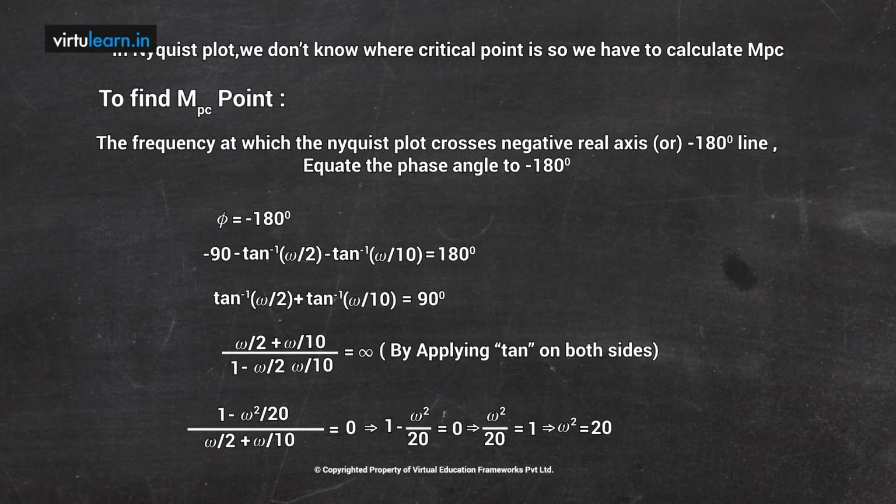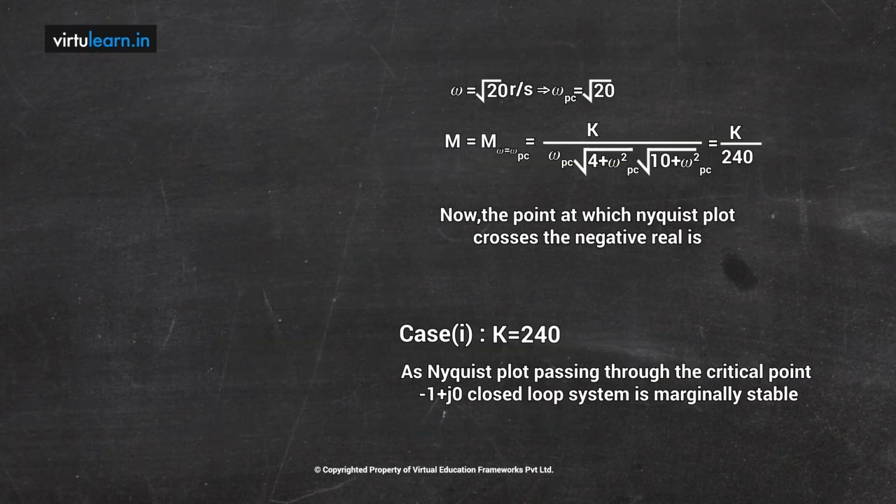When equated to minus 180 degrees, you know how to solve this, and we get omega PC as root 20. That means the frequency at which the Nyquist plot crosses the negative real axis, or the minus 180 degrees line, is the phase crossover frequency, which is root 20 radian per second. Now substitute this omega in the magnitude expression, and you will get the MPC.